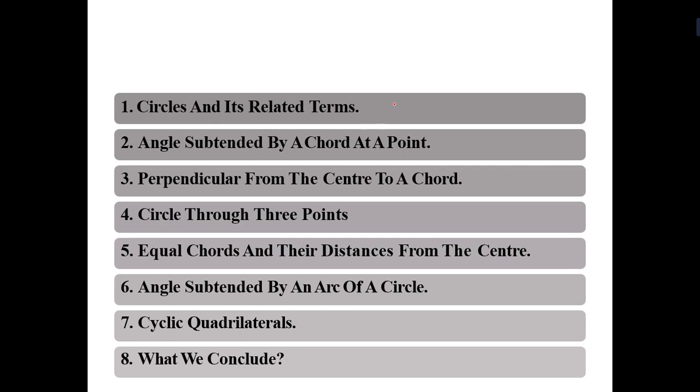So which are the terms? That we can say diameter, radius, chord. These are all the terms: diameter, radius, chord. Angle subtended by a chord of a circle. If we see there is one circle and here it is a chord, then we can generate one angle. Then perpendicular from the center to the chord.